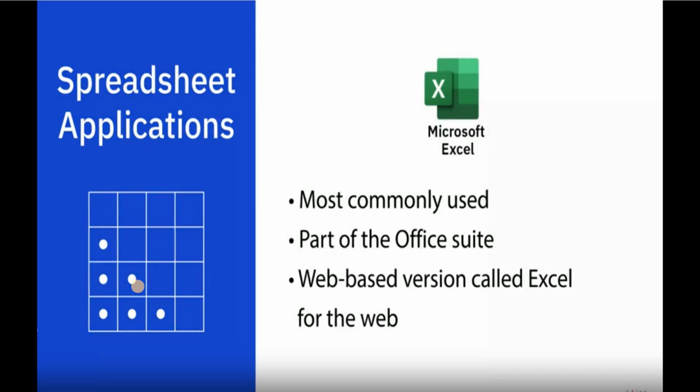So the desktop version comes in a paid form as part of the Office suite and some Microsoft 365 subscriptions. But there is also a web-based cut-down version, which is called Excel for the Web, also known as Excel Online. The online version is free to users with a Microsoft account, but does not offer all the advanced features that the desktop version provides.